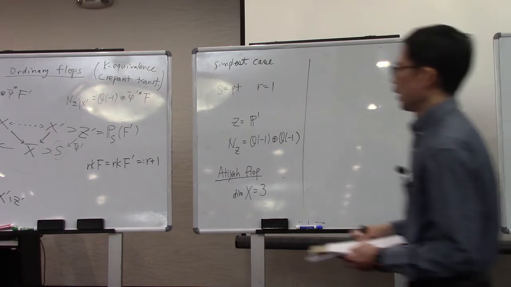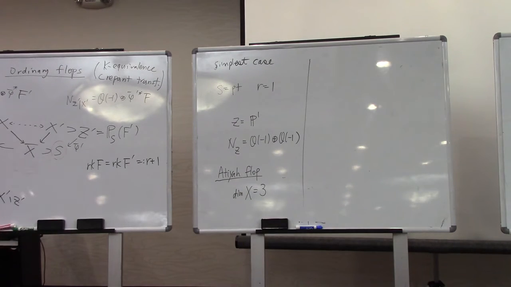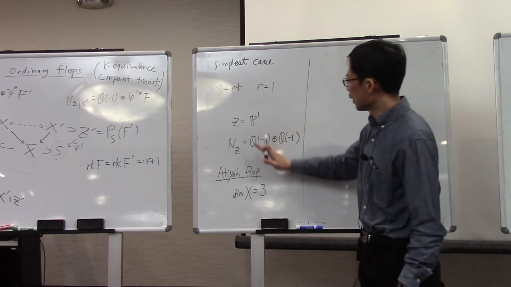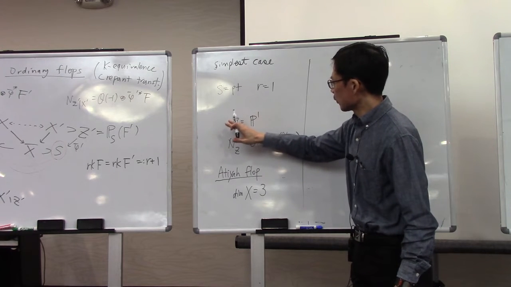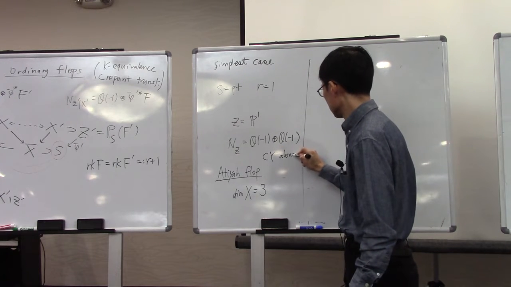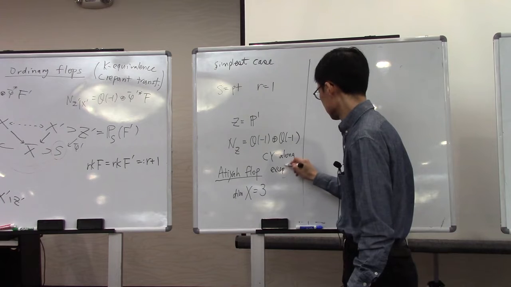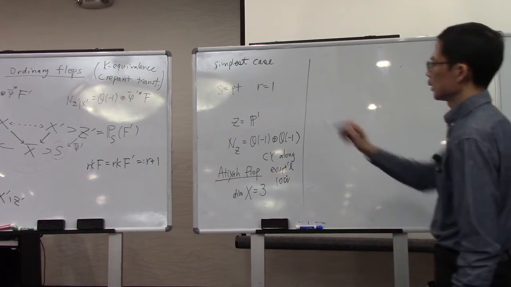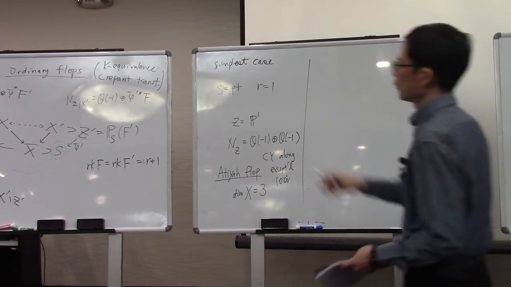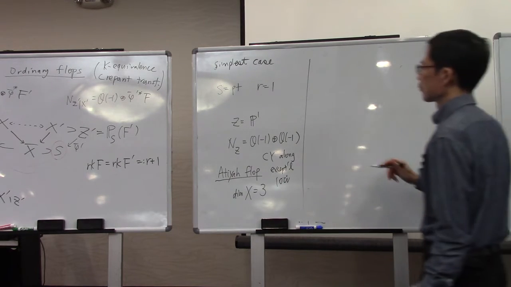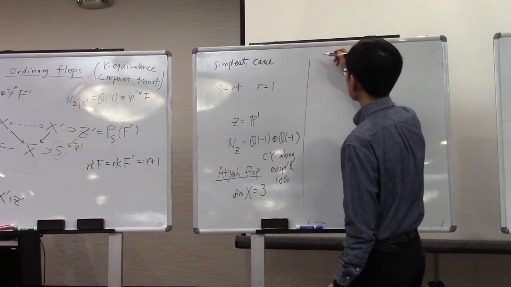You also see that this is a P1, and the normal bundle is O(-1) plus O(-1), so on the exceptional locus the class is a flop. And you can see that's why they're K-equivalent. This is the K-equivalence case. So how can one show that?